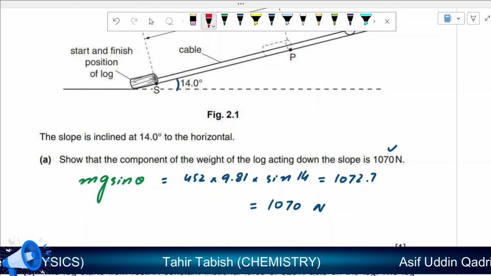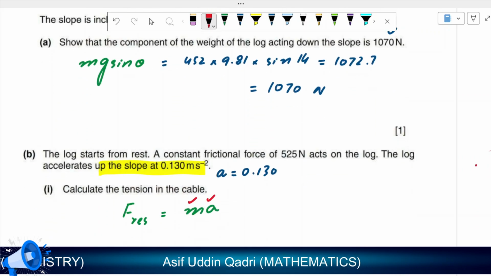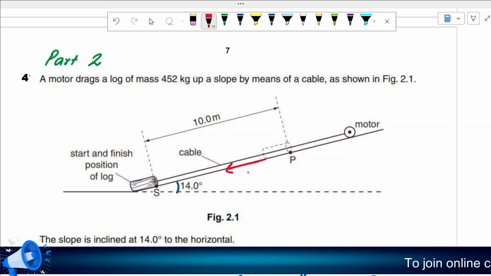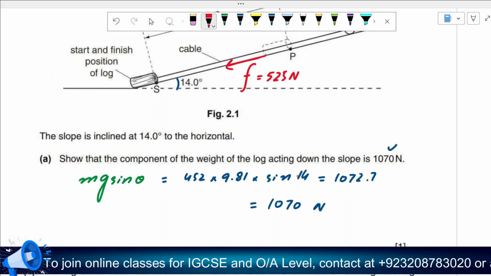So friction is 525 and it moves up the slope. It accelerates up the slope. So that means the direction of friction would be down the slope. How much? 525 Newton. I marked one of the forces.